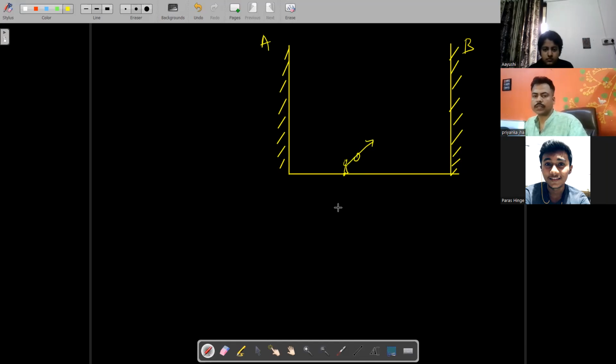Oh, this is the diagram. I'm drawing the diagram first. So these are the two walls. This is the point from where a man is projecting a ball at some angle, let's say 15 degree. This ball will go and strike the wall B elastically. And this distance is 4 meter and this is 6 meter.